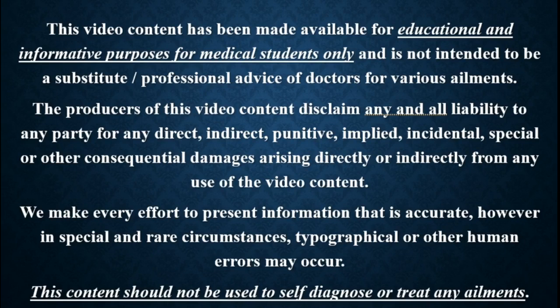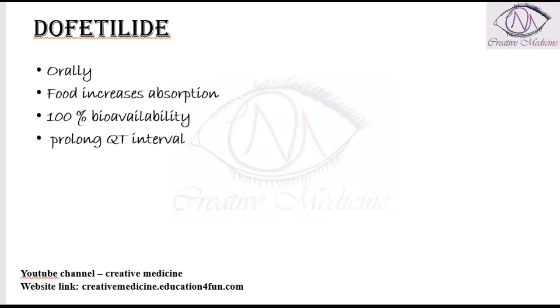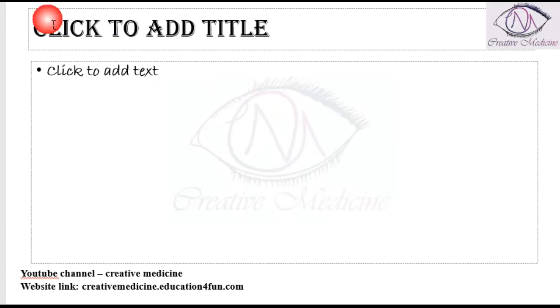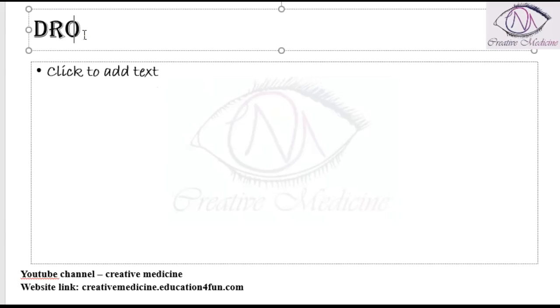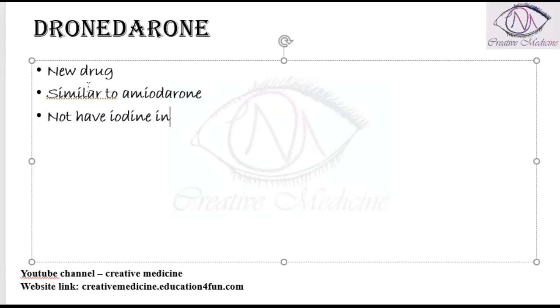In this lecture, we will learn about Dronedarone. Dronedarone is a new drug and this has a similar action to the amiodarone. But the main difference between amiodarone and dronedarone is it does not have iodine in the structure. Because it does not have iodine in the structure, it does not have the side effects of amiodarone.